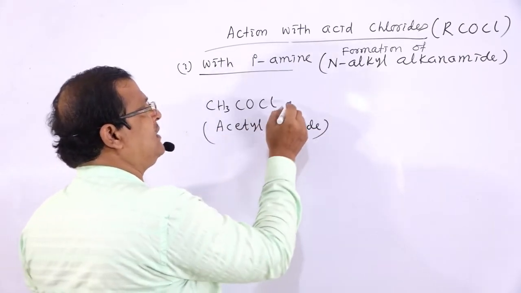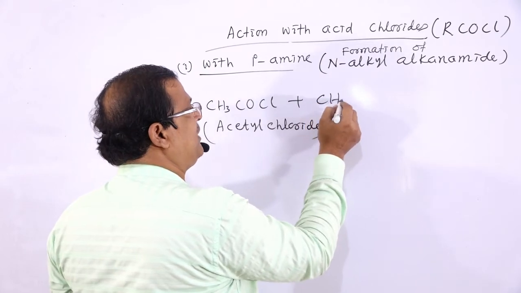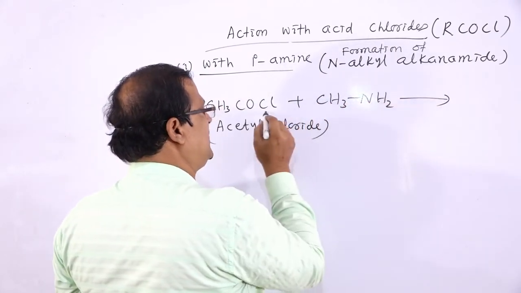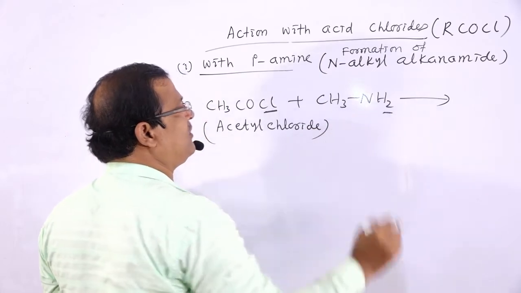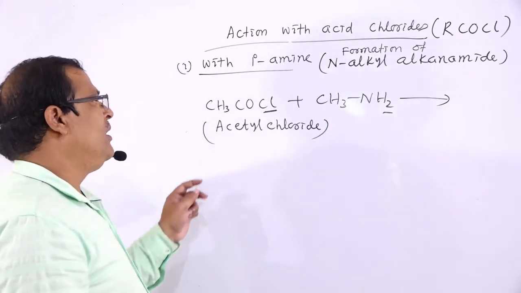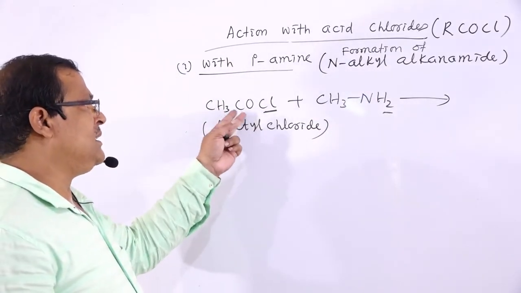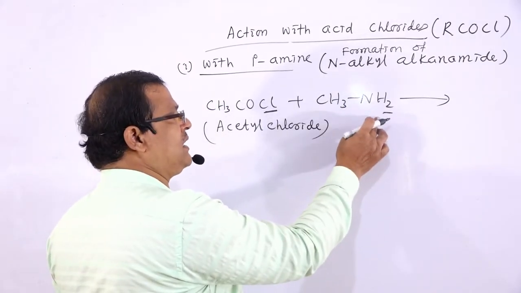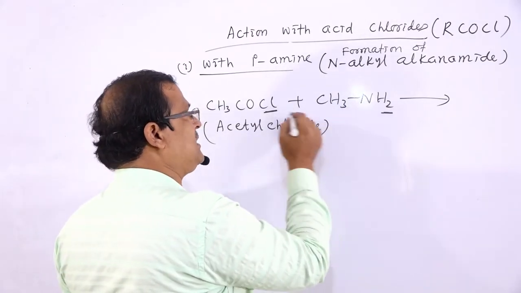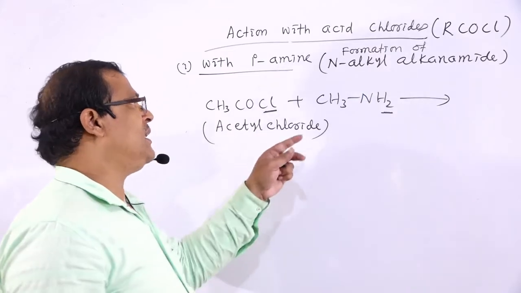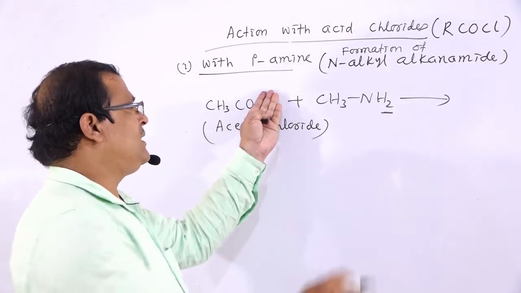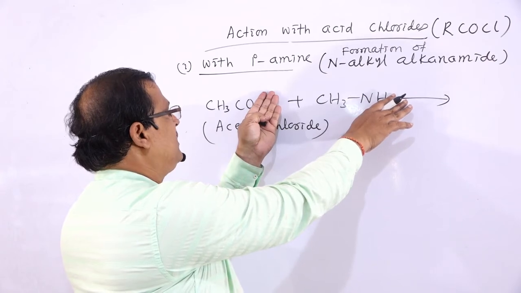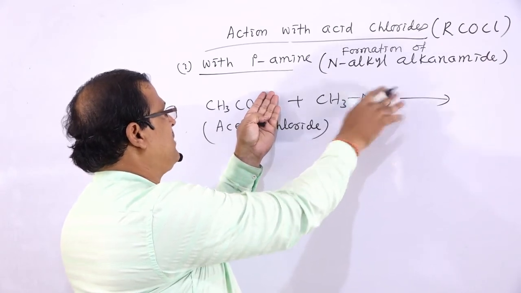Acetyl chloride, CH3COCl, is treated with a primary amine, methylamine, CH3NH2. The H part and the Cl part are removed in the form of HCl. So what is the other product? They will combine. That is the other reactive species that is left.